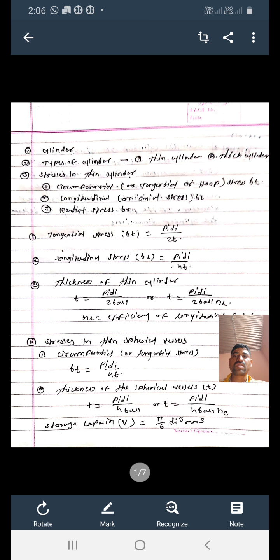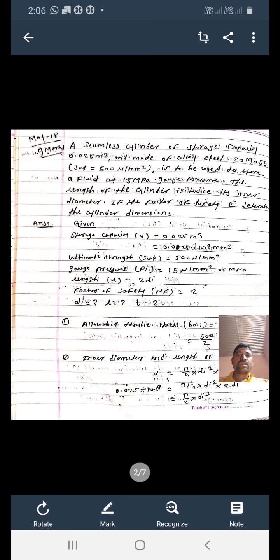Today we will solve some numericals on the basis of those three different stresses: circumferential stress, longitudinal stress, and radial stress. We will see the first numerical. This was asked in May 2018 for 9 marks. I will read the statement of the problem.